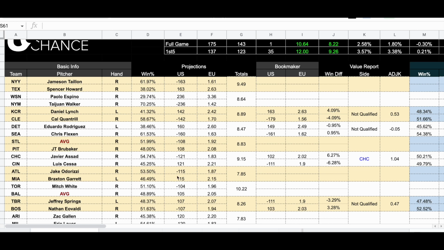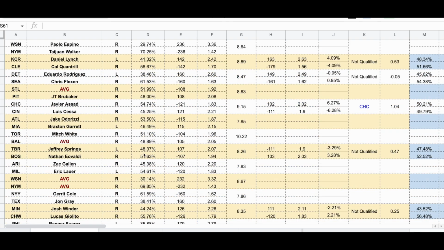Atlanta, Miami, no bookmakers odds at this moment. Atlanta is in the playoffs, the same story as with other teams that are already in the playoffs. But based on my projections, if those 2 pitchers start, Atlanta should be a small favorite. I have them at minus 115. I didn't check the latest updates for lineups, so this is just an approximate calculation for this game. Okay, Toronto, Baltimore, Mitch White against an average pitcher. Again, I will stay away from this game, but this is a close to even game.